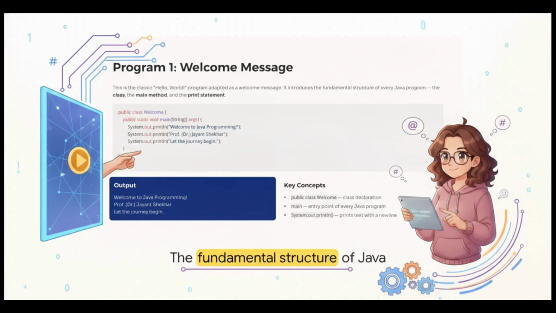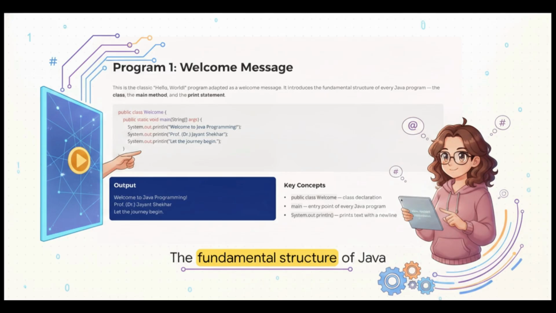Let me give you a quick guided tour of what that code actually looks like in practice. Here is the classic Hello World program, slightly adapted as a welcome message. Right at the top, you'll see public class Welcome. That is your class declaration, and remember, everything in Java lives inside a class. Inside of that, you see public static void main(String[] args).